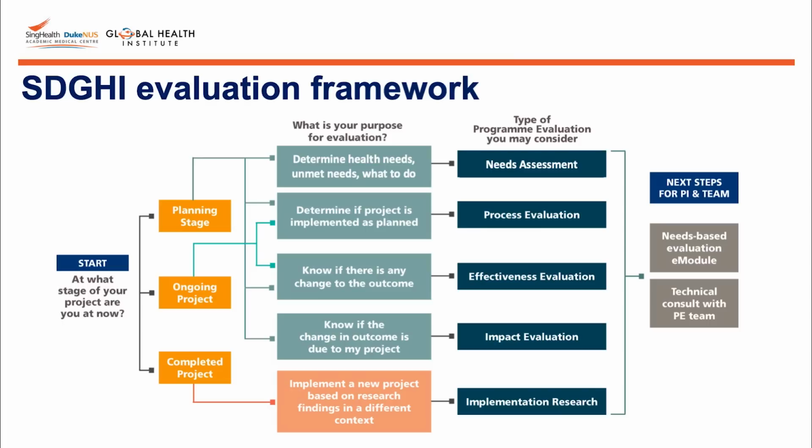Is it an ongoing or completed project? Here, you would conduct an effectiveness evaluation to determine if there has been any change in outcomes. This focuses on the immediate effects of the project. Is it a completed project? Here, you would carry out an impact evaluation to assess whether the changes in outcomes are attributed to the project. This evaluation emphasizes long-term effects. Or is it a completed project or new project based on findings? Here, you would conduct implementation research to design a new project based on research findings in a different context.